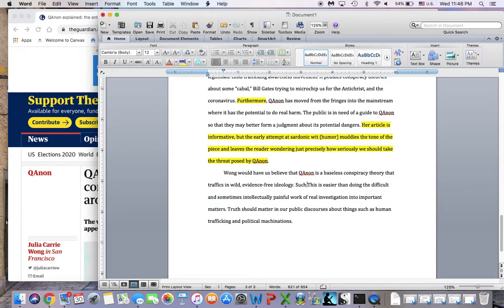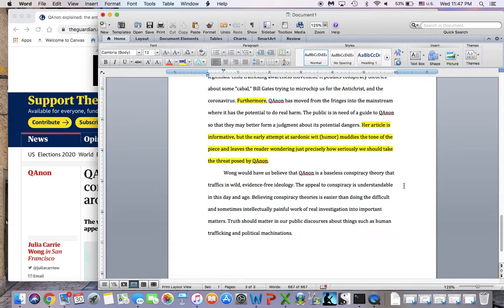Let's say something like such. Such evidence. I don't want to repeat myself either. That's why I'm hesitating, because I just used evidence-free ideology, so I don't want to use the expression evidence-free, which was my first instinct. I don't want to use that again. Let's see. The appeal to conspiracy is understandable in this day and age. Believing conspiracy theories is easier than doing the difficult. Now it sounds good.